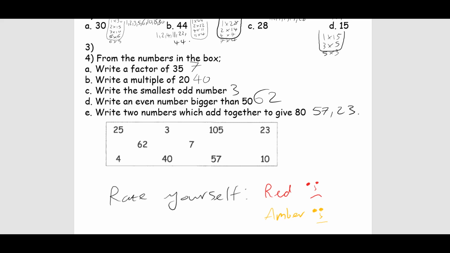The smallest odd number in the list. An odd number is a number which is not in the 2 times tables, just to remind you. So the smallest odd number in that list is obviously 3. An even number bigger than 50: well, 62. And in fact, that's the only one you have there. Two numbers that add to 80: 57 and 23.